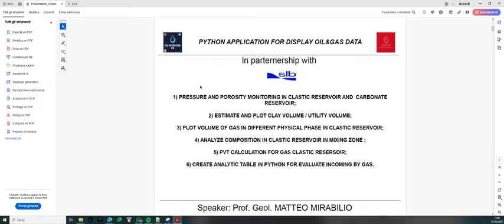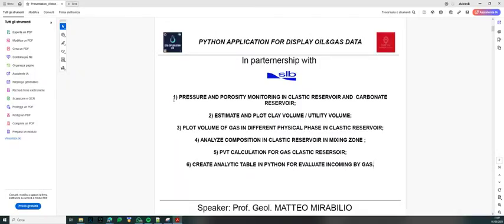We are focused on pressure and porosity monitoring in clastic reservoir and carbonate reservoir; estimating and plotting clay volume and utility volume; plotting volume of gas in different physical phases in clastic reservoir; analyzing the composition in clastic reservoir in the mixing zone; PVT calculation for gas clastic reservoir; and creating analytic tables to evaluate the incoming value for some companies. For all these points we will make example coding and analysis.